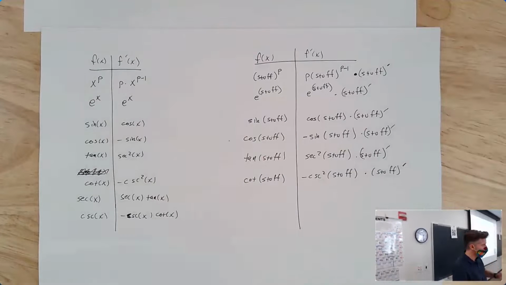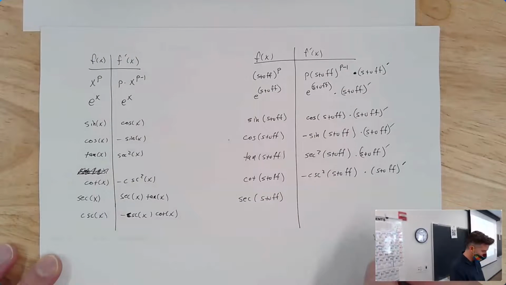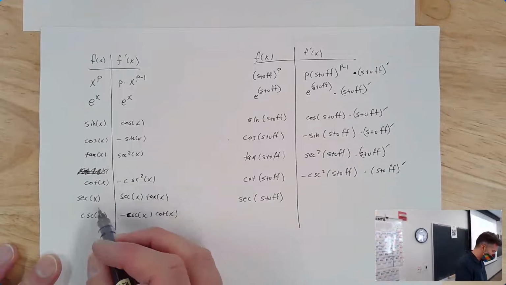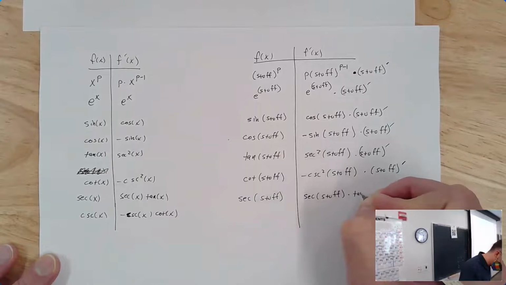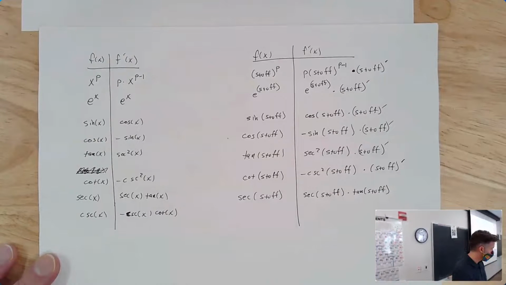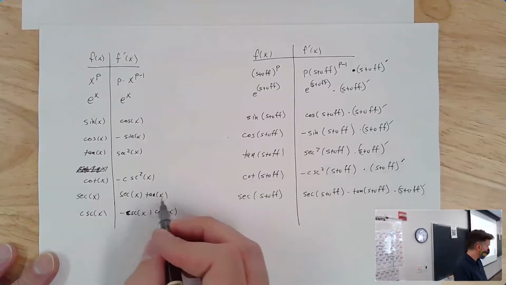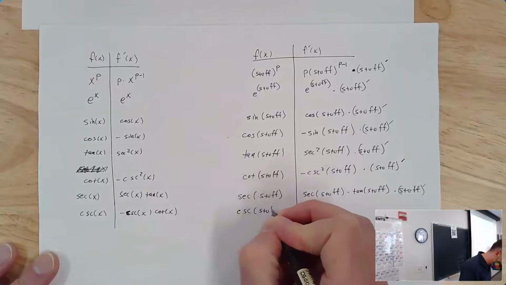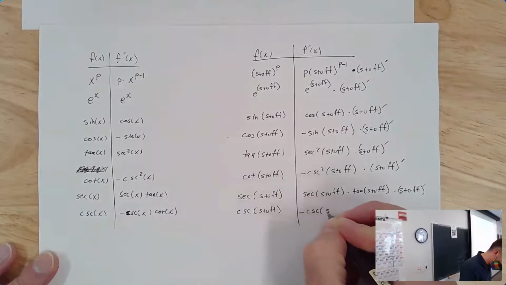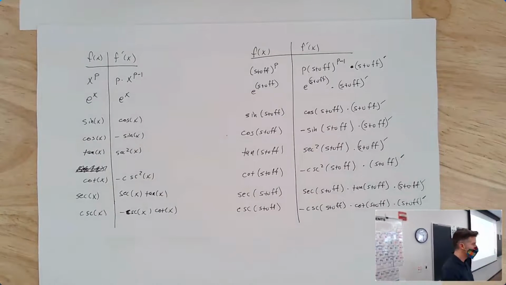All right, the last two are a little wonky. The derivative of secant of some stuff is going to be, well, the derivative of secant of x is secant of x times tangent of x. So the derivative of secant of some stuff is going to be secant of the stuff times tangent of the stuff. The stuff shows up twice. And then we multiply by the derivative of the stuff. Just like the x shows up twice over here, the stuff shows up twice over there. And then the last one, the derivative of cosecant of some stuff is indeed negative cosecant of the stuff times cotangent of the stuff times, of course, the derivative of the stuff. How could you forget the derivative of the stuff? You can't. It's impossible to forget it.